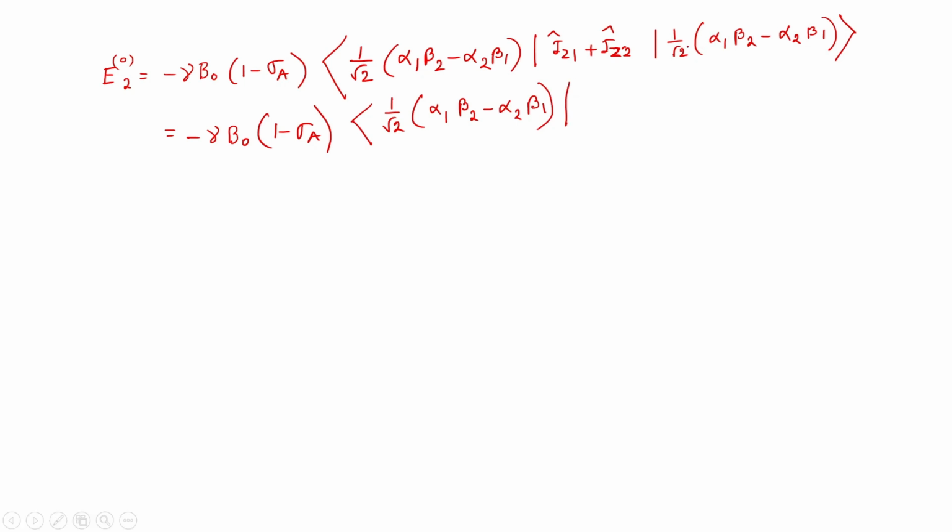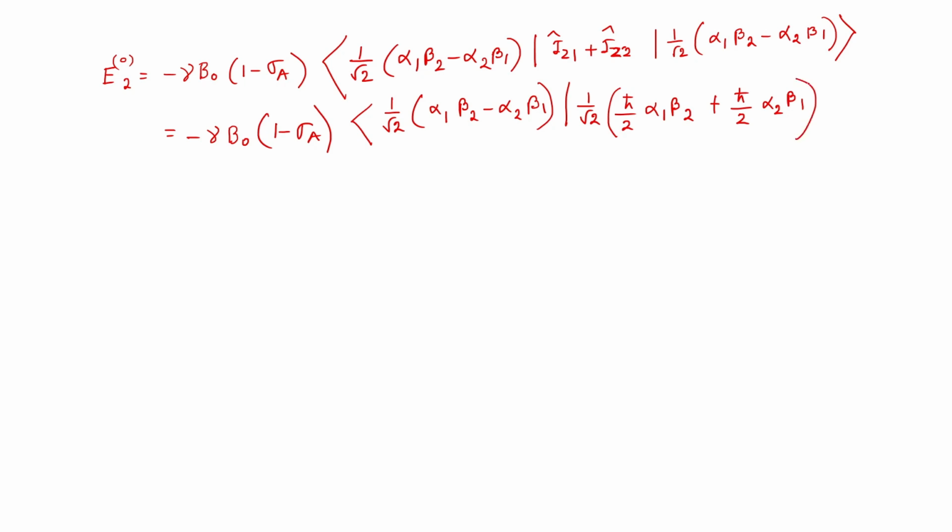Iz1 is working on this, okay? I am going to get 1 by root 2 alpha 1, so it will only work on alpha 1, not on beta 2, so I am going to get h cross by 2 alpha 1 beta 2. Now Iz1 working on minus this thing, it will work on beta 1, right? So I am going to get h cross by 2 alpha 2 beta 1, because for beta 1 it is going to give me minus h cross by 2 and minus is already there, so plus minus minus plus.